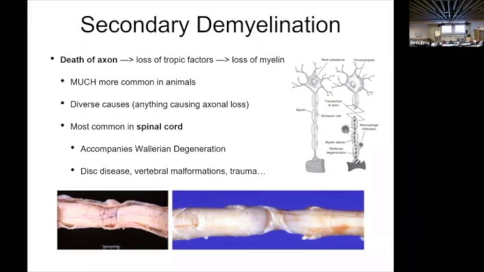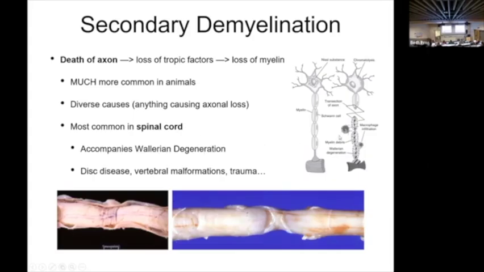All right, secondary demyelination. The death of the axon is the primary event, and then you get loss of trophic factors and secondary loss of myelin. So this is diseases targeting neurons, specifically axons, not oligodendrocytes. Secondary demyelination is way more common in animals because there are a lot of causes. It's anything that causes axonal loss, anything from neuronal cell death to spinal cord disease.